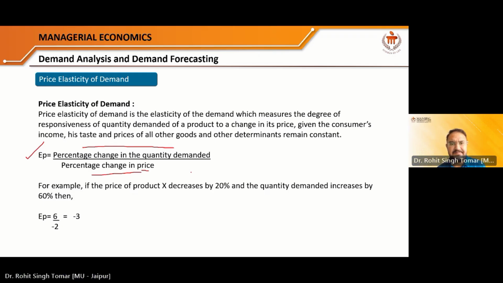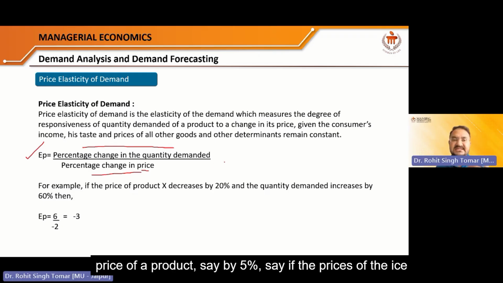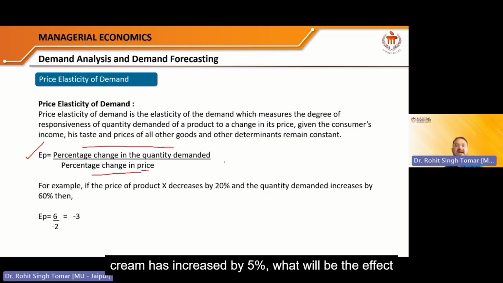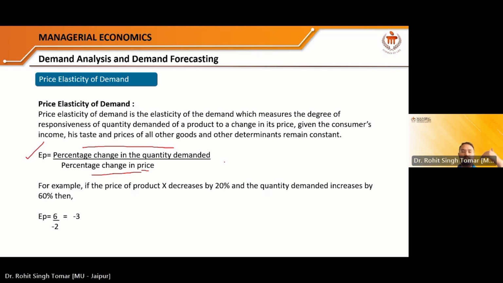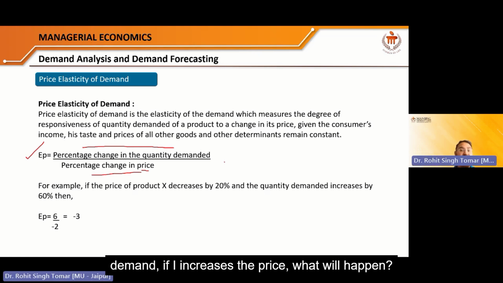Now what does it mean? It means that if I increase the price of a product, say the price of the ice cream has increased by 5%, what will be the effect on the sales of the product? Whether the sales will increase or the sales will decrease. So first thing is that as per the law of demand, if I increase the price, what will happen? Sales will go down. Okay, that happens.